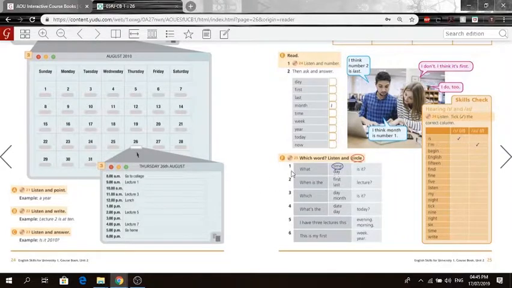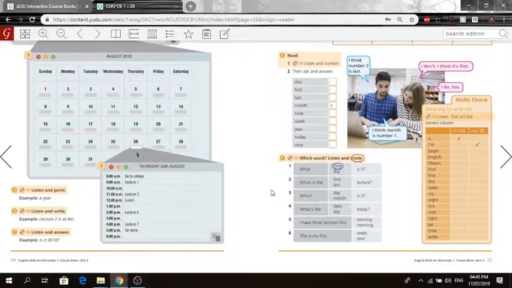I hope you get the idea. All right, so number 2 is, when is the first lecture? Okay, hope you're able to do that. That was straightforward. Number 3, which month is it? Okay, what's the date today? I have 3 lectures this evening. Number 6 is, this is my first year.